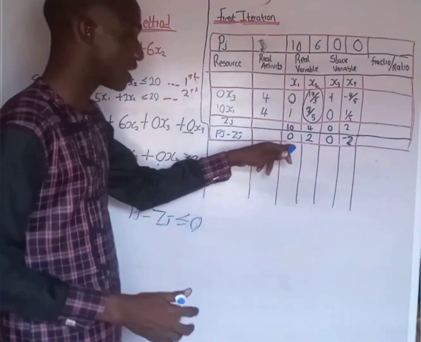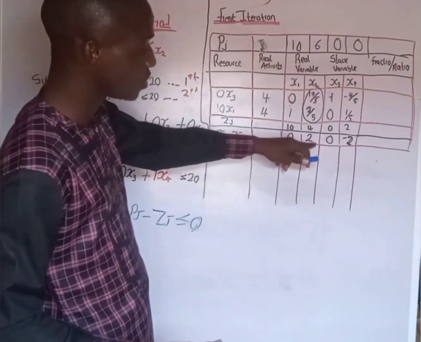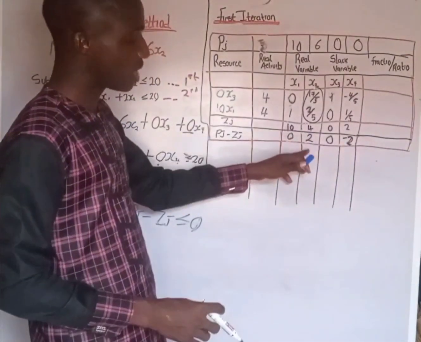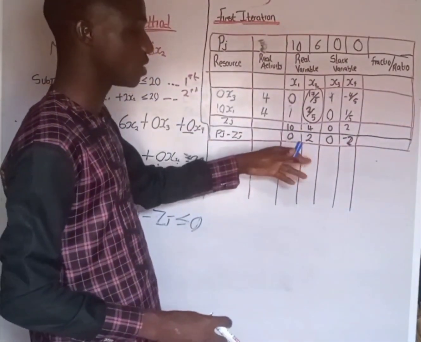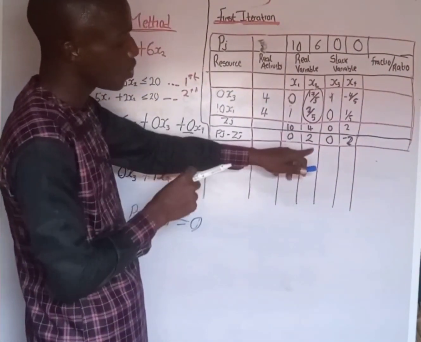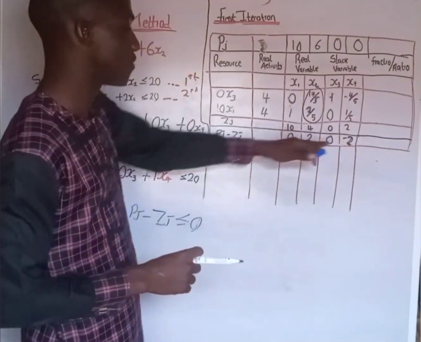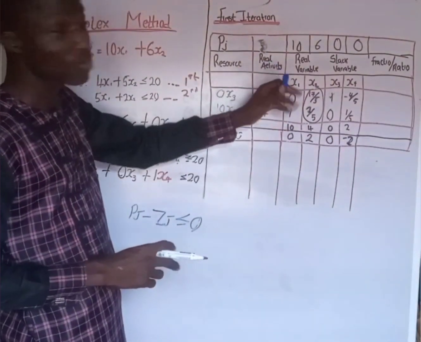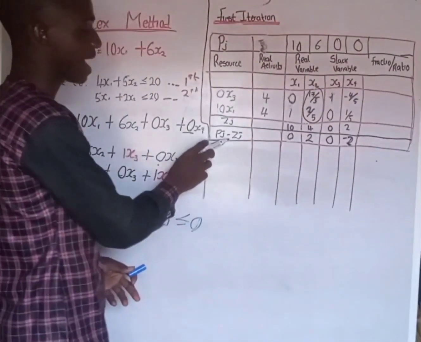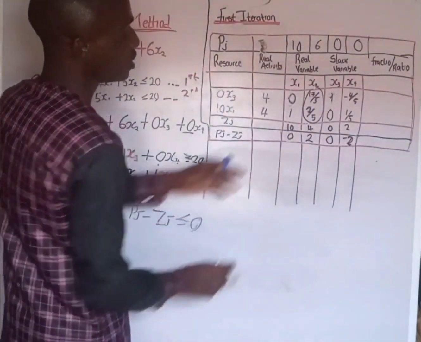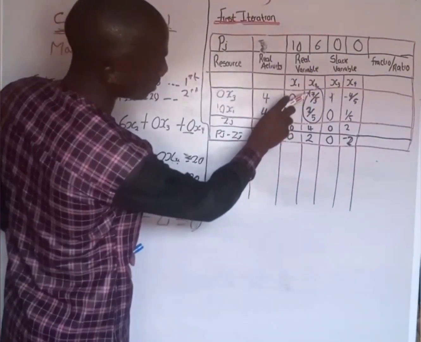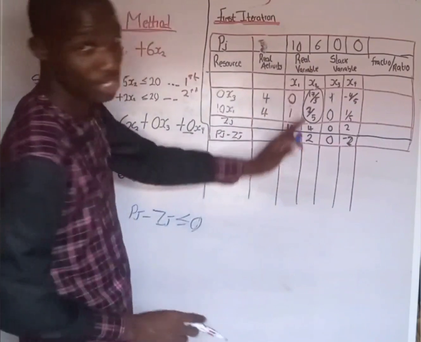But if you look at the values here, I have 0 here, I have positive 2 here, I have 0 here, I have negative 2 here. Therefore, I still have a positive value that is greater than 0, which is 2. So my key column will be this column, because the highest value of Pj minus Zj is 2. Therefore, my key column is x2, that is 17 over 5 and 2 over 5. That is my key column.